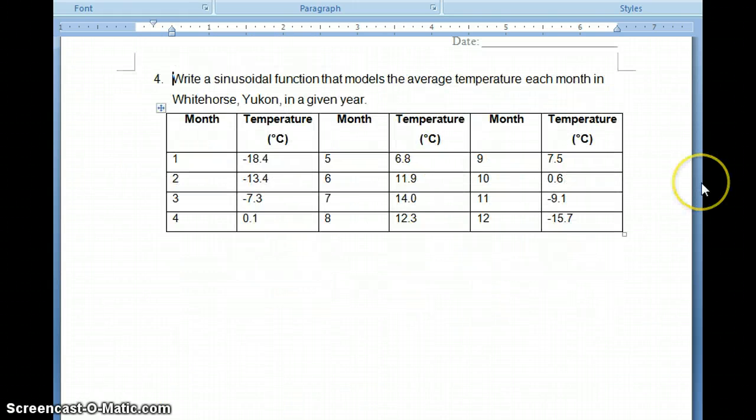And so for this one, we're not going to be dealing with any graphing. Yikes. Or, well, I guess, thank God. Yes, no more graphing. But so for this one, we just want to write a function that models the average temperature each month in Whitehorse, Yukon.